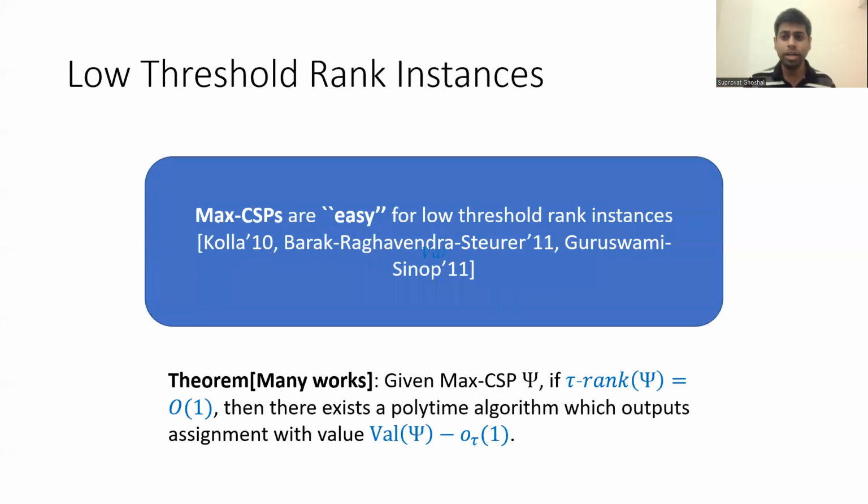For example, a quantitative statement of this phenomenon is the following: suppose we are given a max CSP instance and the threshold rank of that instance is at most a constant. Then there exists a polynomial time algorithm which will find a labeling for that instance, whose value is close to that of the optimal value of the instance, up to a small additive error depending on the choice of the threshold.